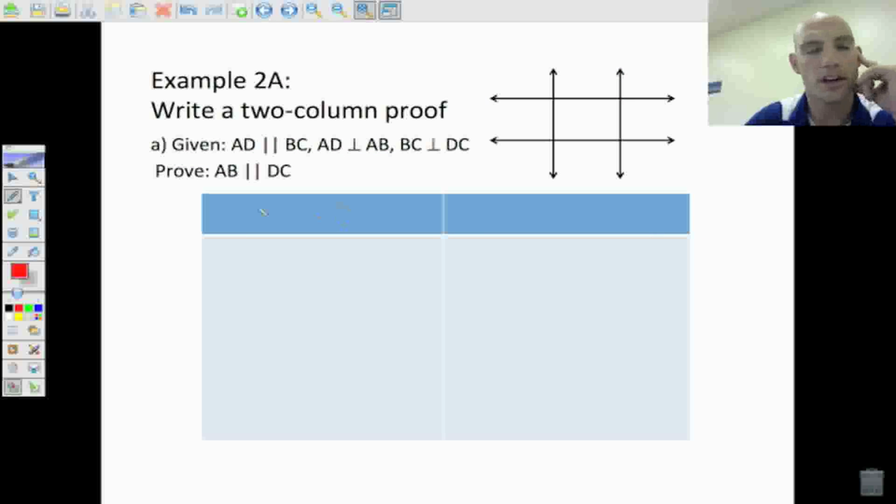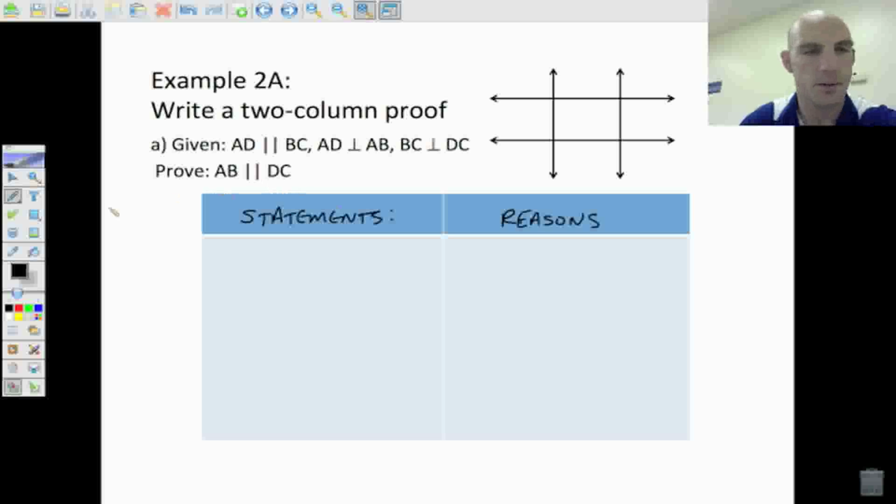Okay, so when we look at a two-column proof of this, here I'm going to have statements, as you know, and here's my reasons. And what I'm going to do for this proof is go ahead and mark this up. I need to mark these lines, so this is going to be AD, and this is stuff that's given in this example, okay? This is BC. And so I am going to mark these different things.